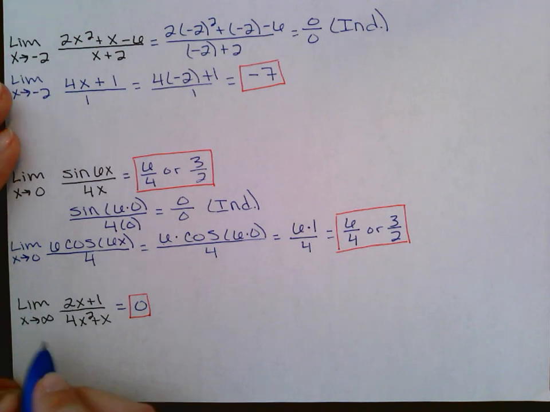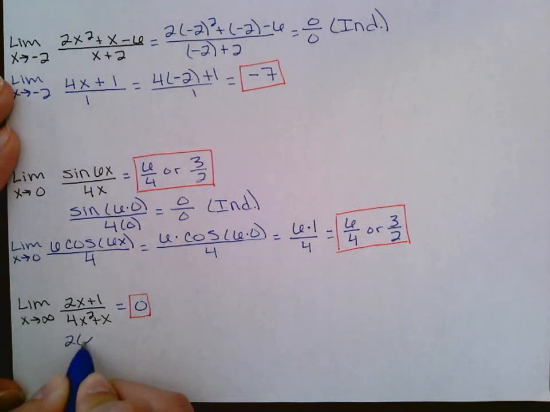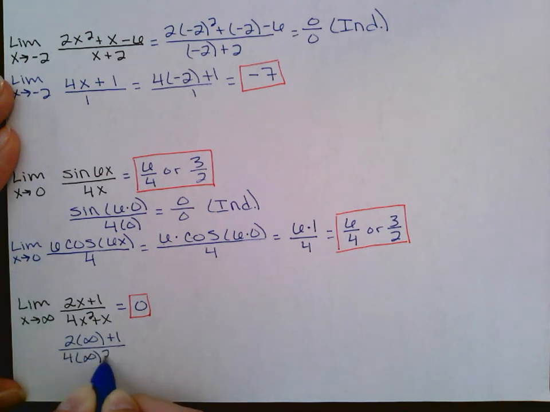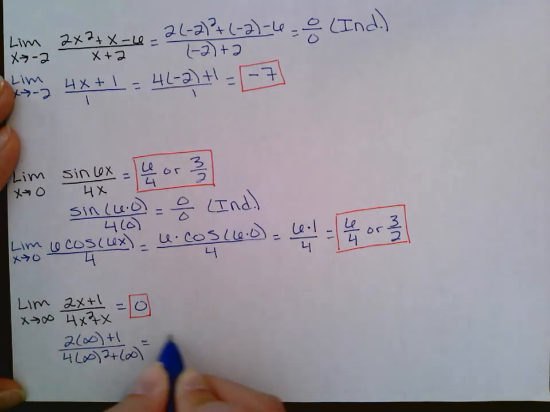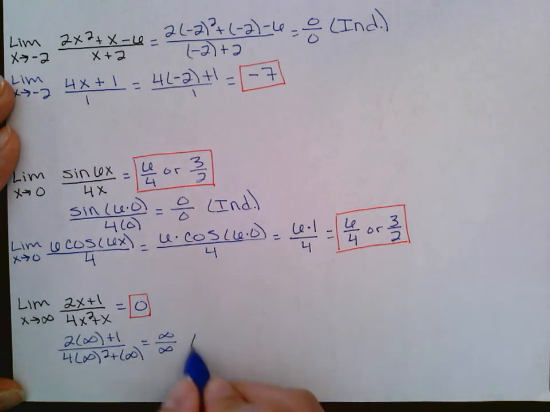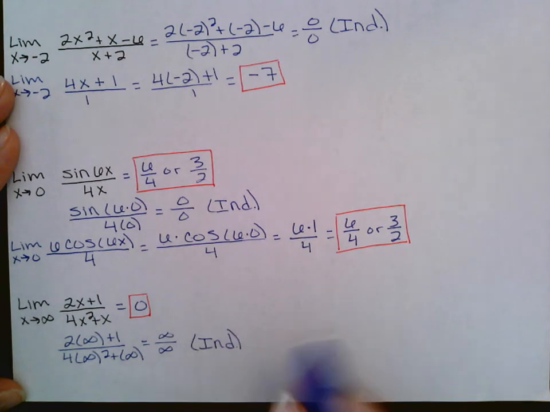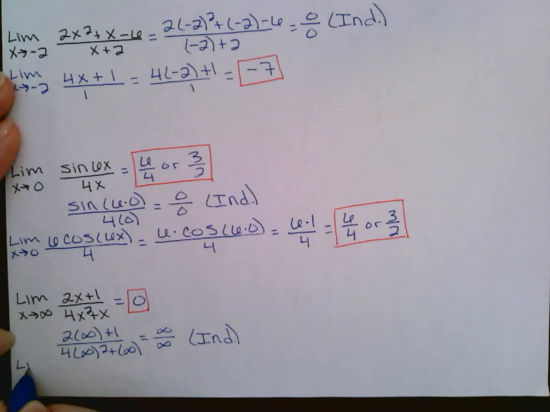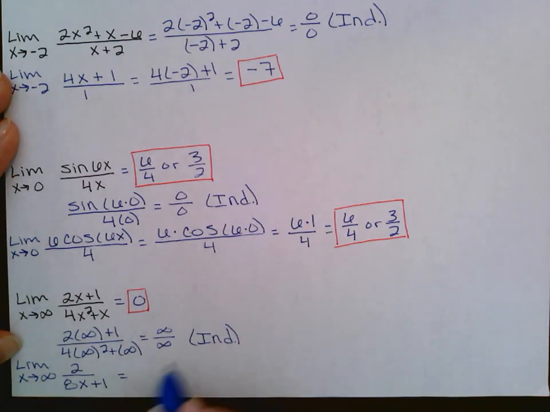So, plug it in. You end up with infinity over infinity. Here's my indeterminate. I'm allowed to do L'Hopital's. Derivative of 2x is 2. Derivative of 1 is 0. Over derivative of 4x squared is just 8x, and derivative of x is 1. So I have 2 over 8 times infinity plus 1.